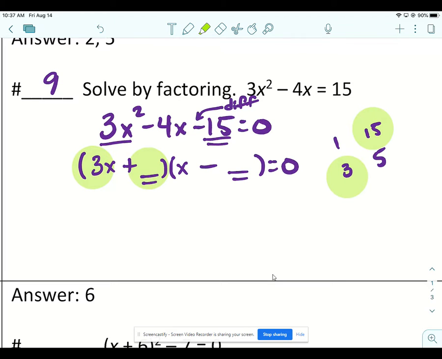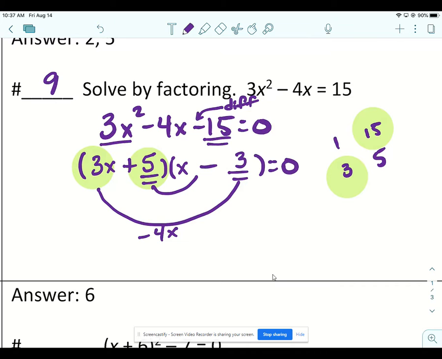Now 1 and 15 doesn't really make sense because I only want to get 4 whenever I do this and this. I want to end up with negative 4x. So logically for me, the first thing I would try would be the 5 here and the 3 here. So let's multiply it out and see what happens.